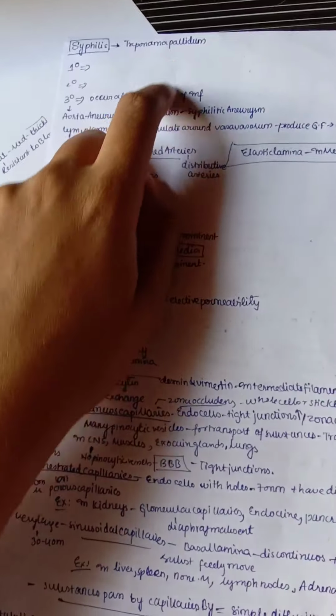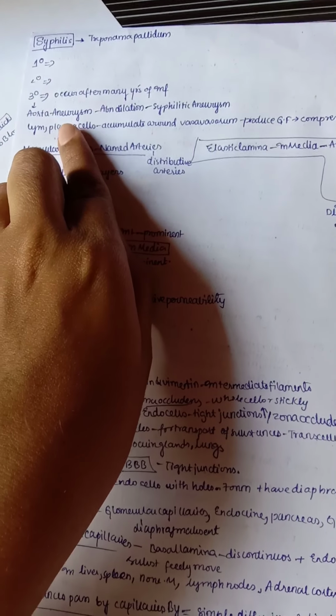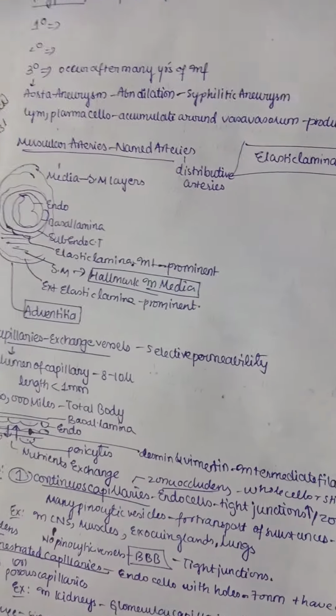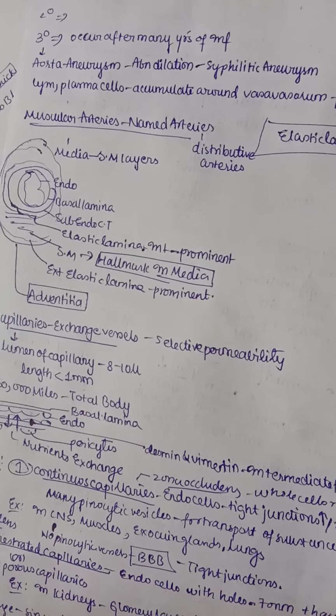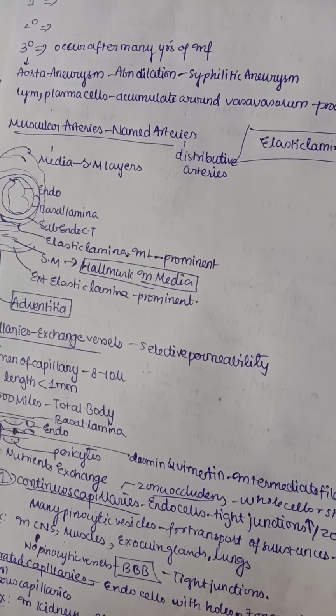Now we know syphilis. Syphilis is caused by Treponema pallidum. It is of three types. The tertiary stage always occurs after many years of infection. That is mainly causing the aortic aneurysm, which is an abnormal dilation, the syphilitic aneurysm.